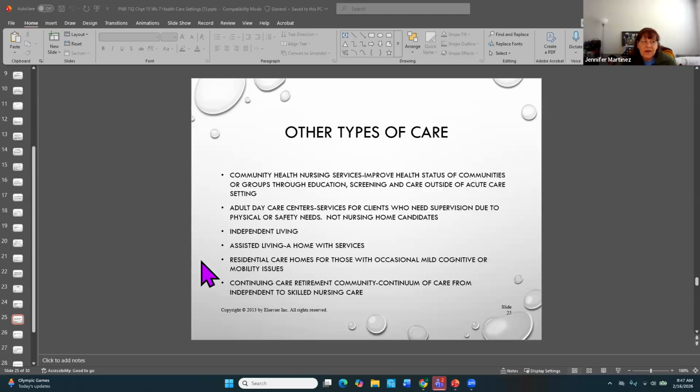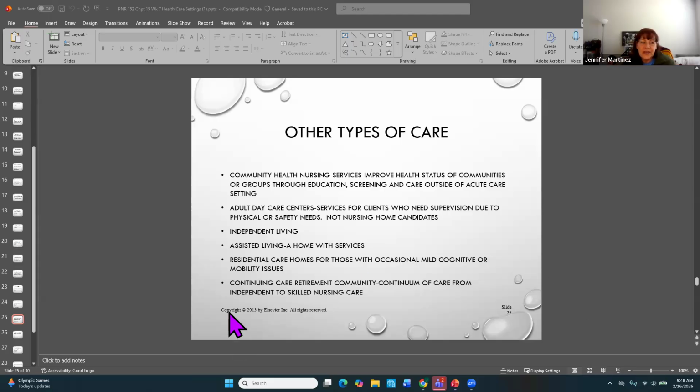Your residential care homes. So residential care homes are things like your group homes, family type homes. They can provide either temporary or long-term residential care. And so this is for those with mild cognitive or even mobility issues. They're usually overseen by, I think it's the Department of Social Services that oversees the care homes.